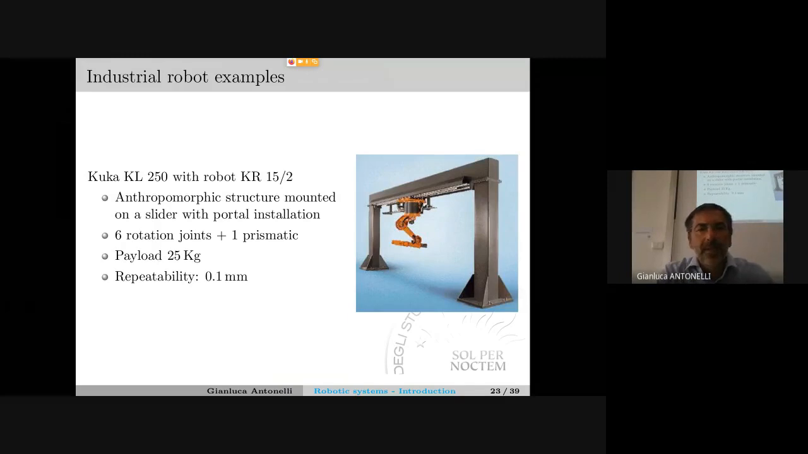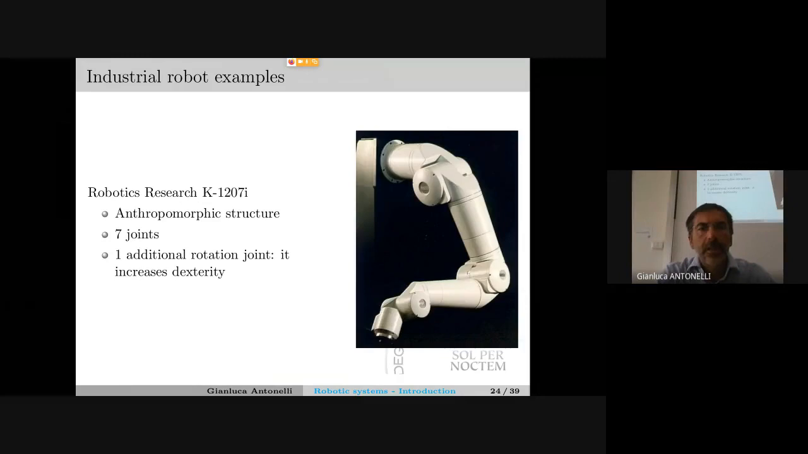Portal. This is a portal with a robot mounted, flipped over. Now, this is an anthropomorphic structure that emulates or copies the human arm. You can really appreciate that this is a shoulder, an elbow, and a wrist. Why 7 degrees of freedom? Let us stay at an intuitive description now.